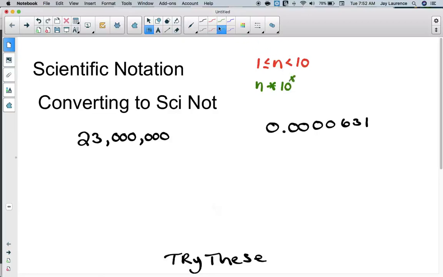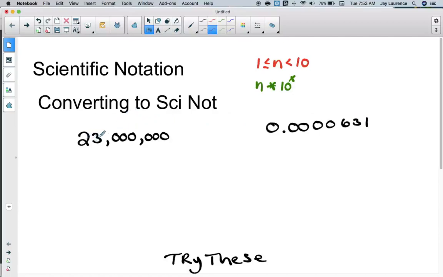All right, so let me see here. I'm going to convert these two standard numbers, 23 million and, geez, what is that? Tenths, hundredths, thousandths, ten-thousandths, hundred-thousandths, millionths, ten-millionths, 631 ten-millionths. I think that's what that is. I'm not sure who reads it that way, but that's the proper way to read it. I'm going to convert them both into scientific notation.